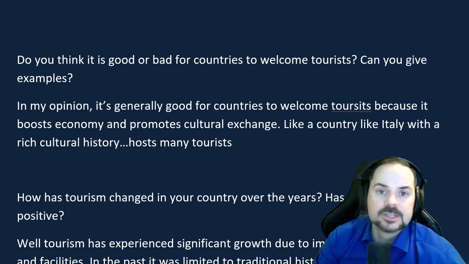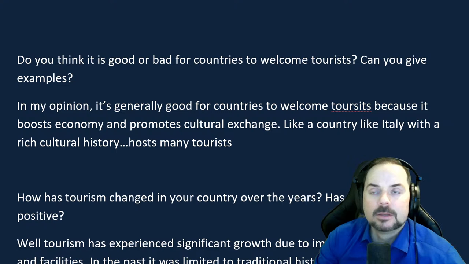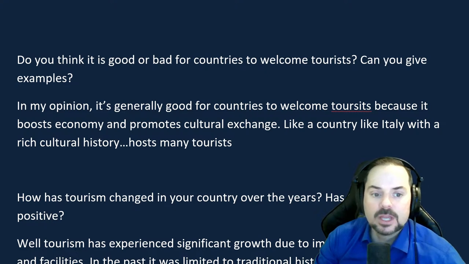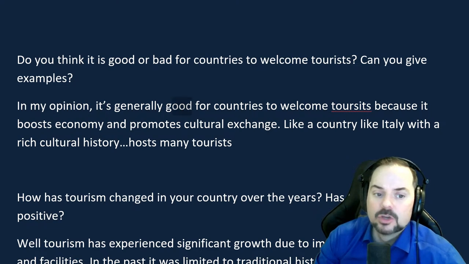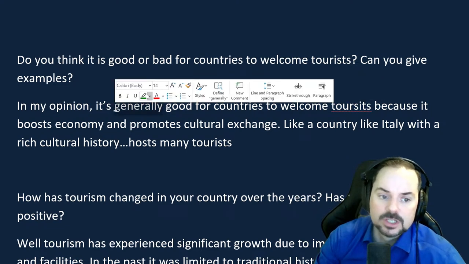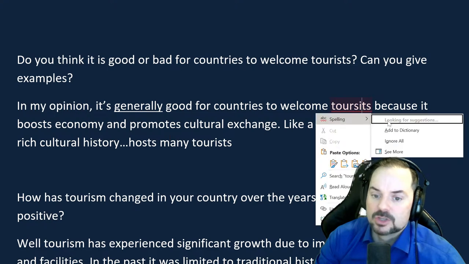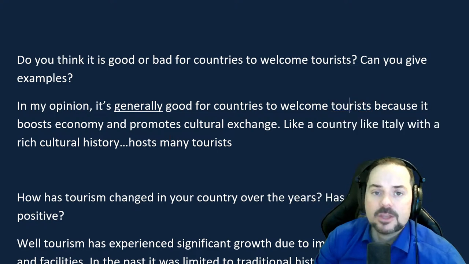So what is considered to be a band 8? Well, band 8 is considered when you're giving good information in complex sentences that are accurate to the question. So here the question was, do you think it is good or bad for countries to welcome tourists? And you said, in my opinion, it's generally good. So you didn't just say good, but you said generally good, which gives me an idea of where you're going with it. For countries to welcome tourists, okay? So you reflected the question. And then you made it complex.